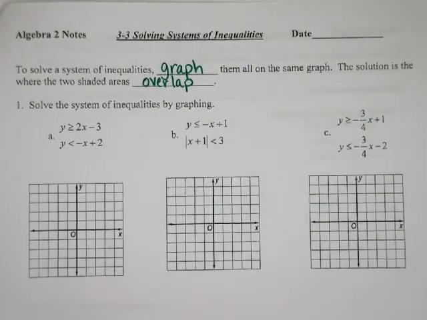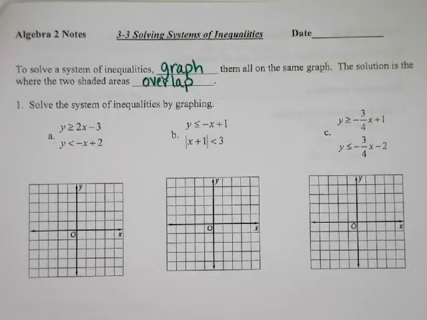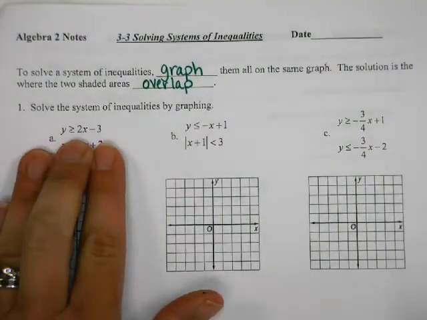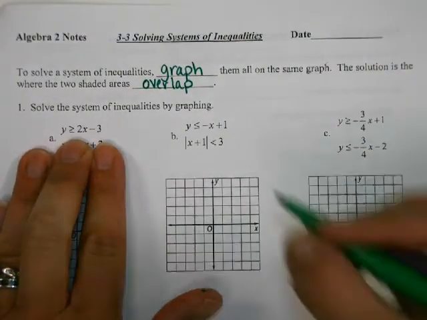Okay, so look at number 1 there, part A. It says y is greater than or equal to 2x minus 3. And y is less than negative x plus 2. So let's look at this first guy right here. Is he going to be solid or dashed? Solid. He's got the equal to with him.